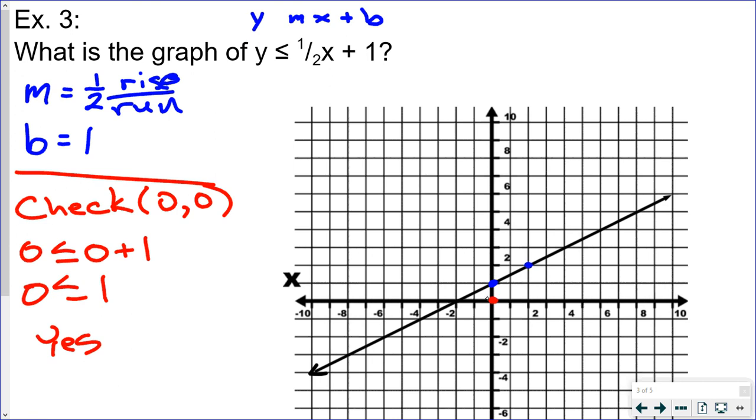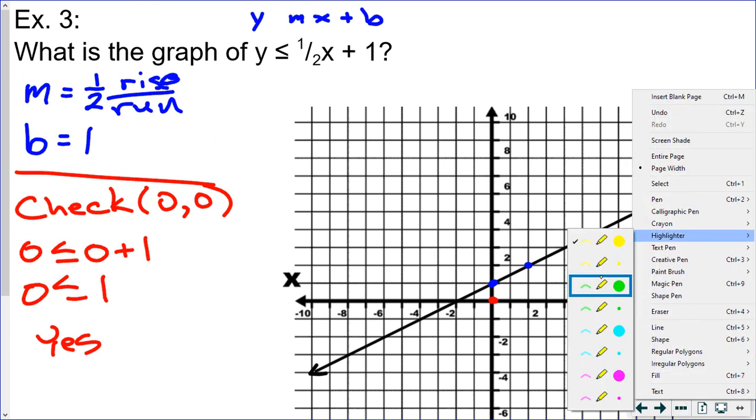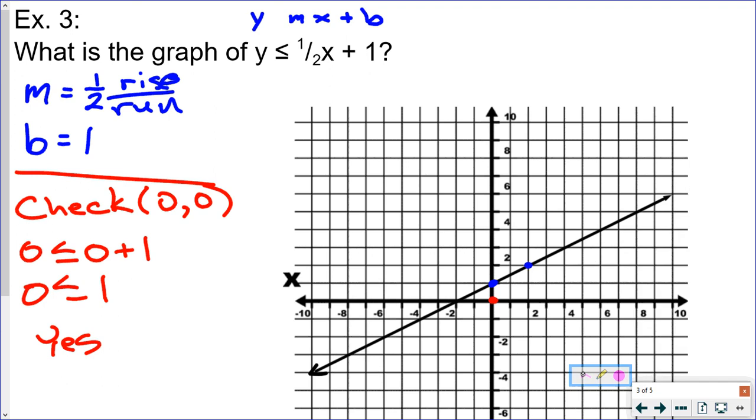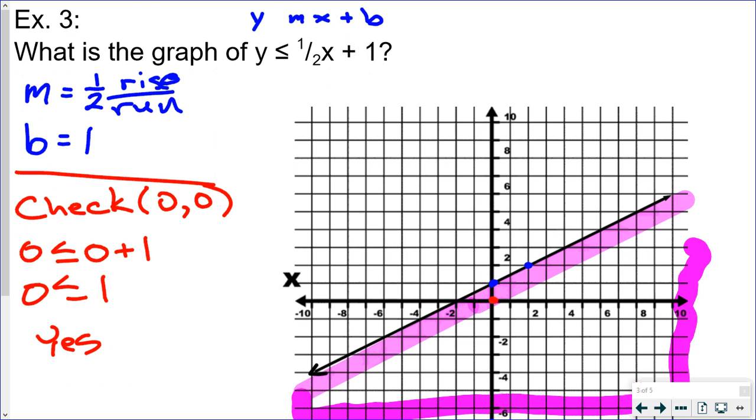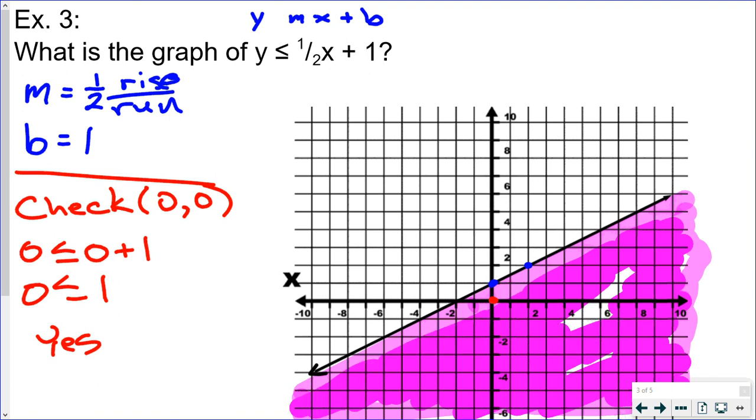So that means, since this point is a solution, that means all my solutions are on this bottom side of the line. All right, so we're going to highlight the bottom side of the line. And just as a reminder, since this is a solid line, that means that points on the line are also solutions to this. So any point over here that's shaded, if you plug that into the inequality, it will be true. Any point above the line will not be true, and any point on the line will be true.